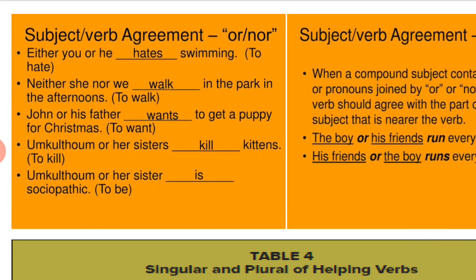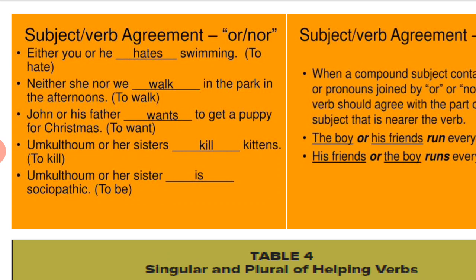Now, how the subject and verb agreement works with either or and neither nor. We had already talked about it, that both either or and neither nor take only a singular subject. Either you or he hates swimming. That means we are talking either about you or about him. Only one person is being talked about. So, if the subject is singular, it will take a singular verb, right? For an example, John or his father wants to get a puppy for Christmas, right?